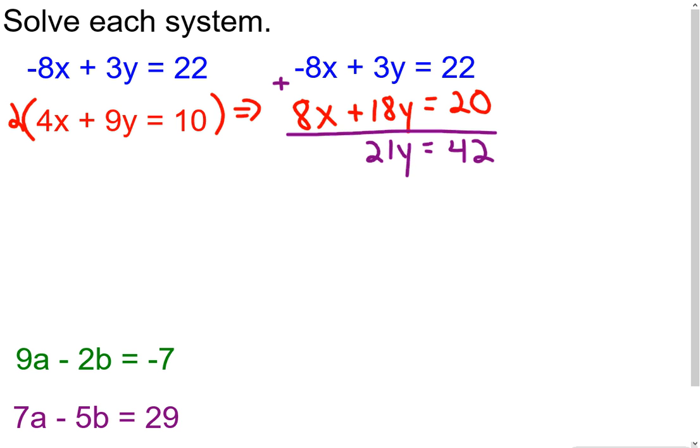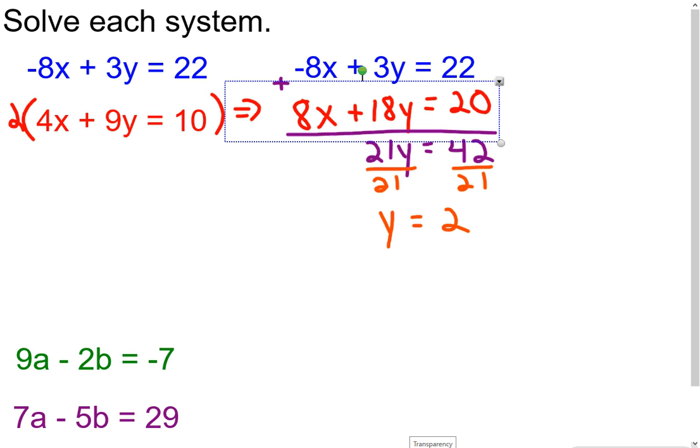Now, I can solve this little equation by dividing both sides by 21, and when I divide both sides by 21, I end up with y equal to 2. I have now figured out the y value. I just need to figure out the x value. So now I get to go back and plug that y value back into one of the equations. And I can pick the original blue, the original red, or I could even plug it into my new red equation. I'll call that one.